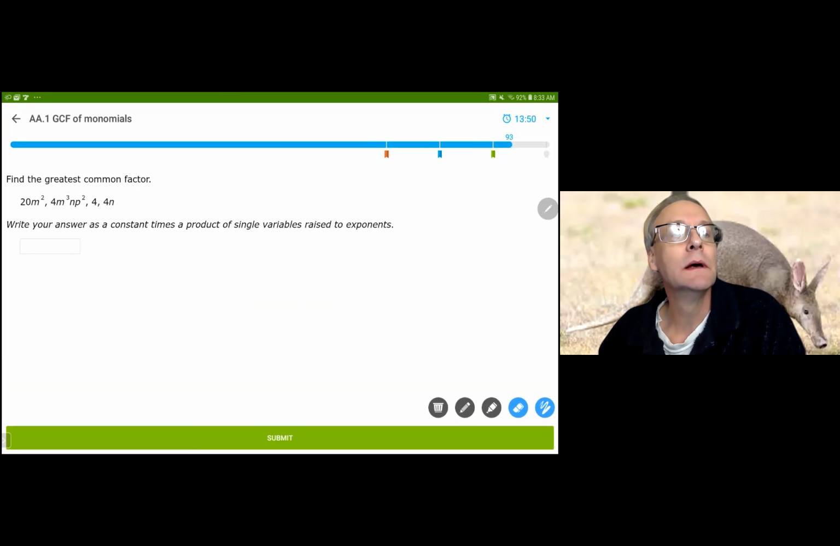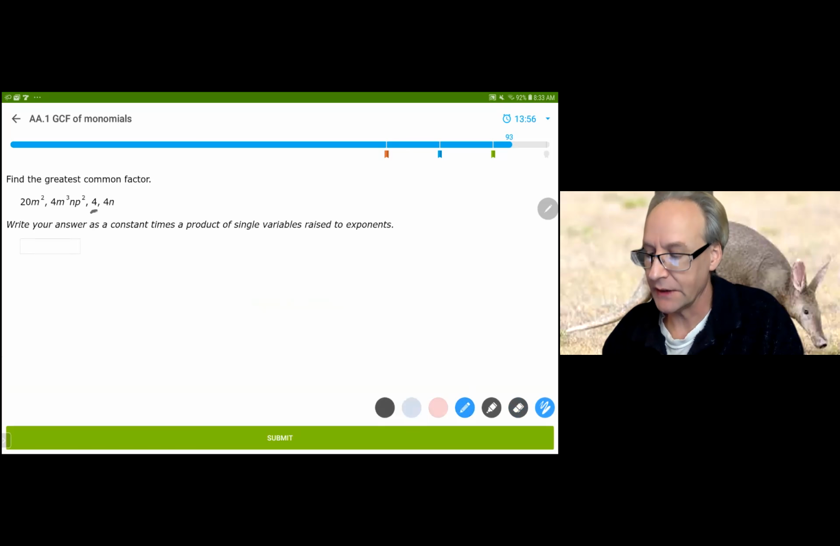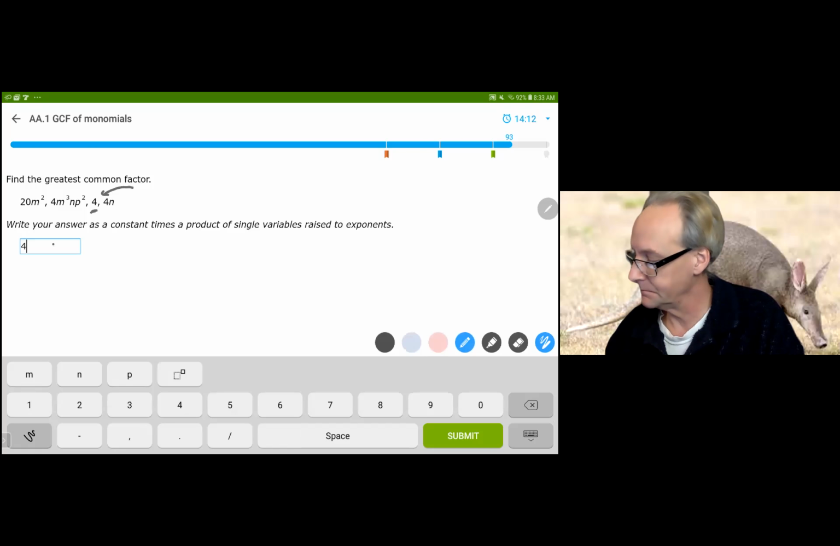Okay. This time, notice that 4 is the best answer we can hope for. And you need to be careful. You need to make sure that 4 will divide evenly into all of the coefficients, and it does. But notice that this term right there has no n's in it, so it's just the 4. That's it.